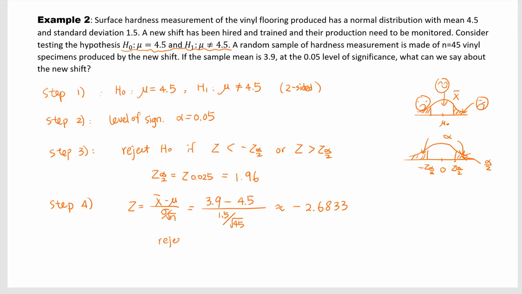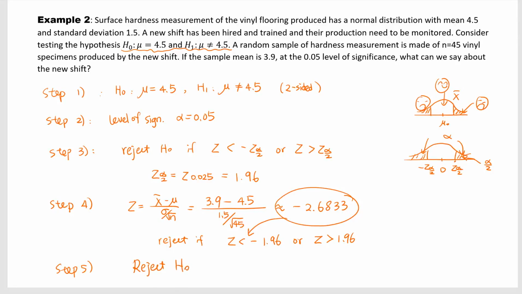We reject if z is less than negative 1.96 or z is greater than 1.96, and this value is smaller than negative 1.96. So step 5, what is our decision? Our decision is to reject the claim. So reject H0, which means the new shift needs to change again. So far, so good, everybody? So this is how we calculate.